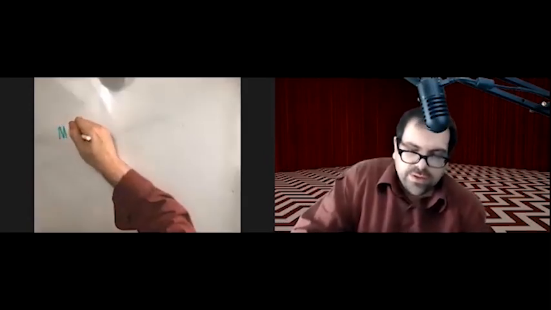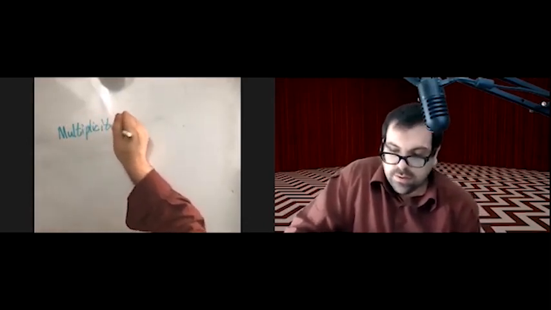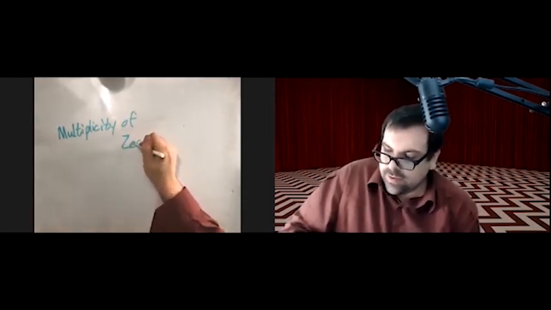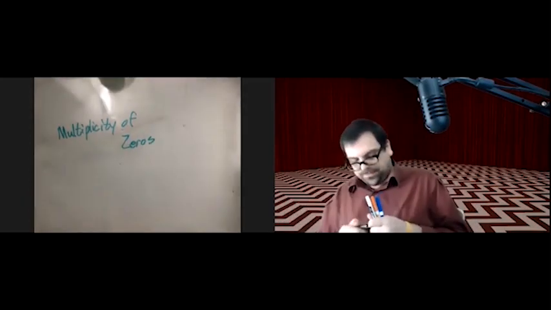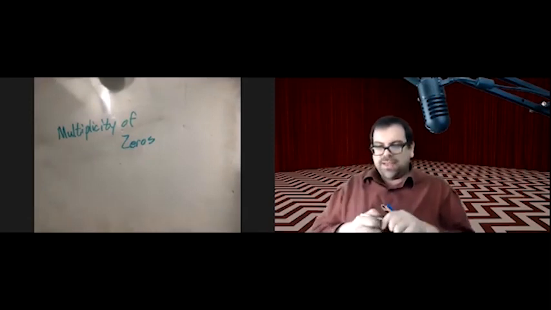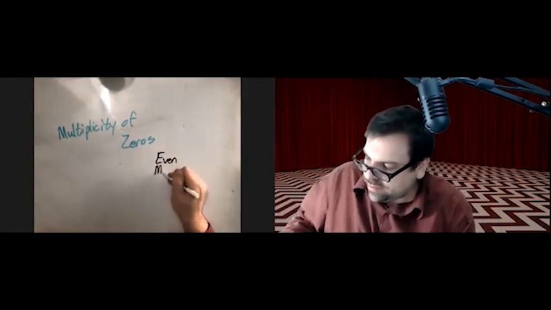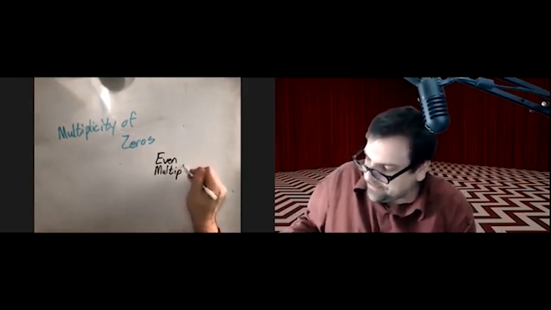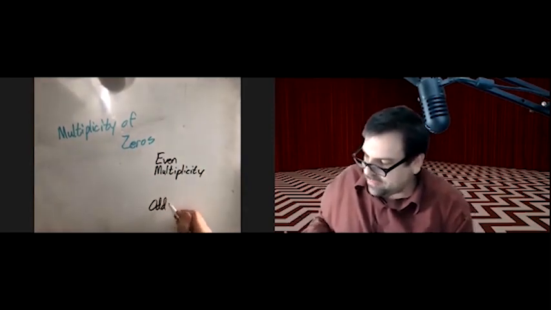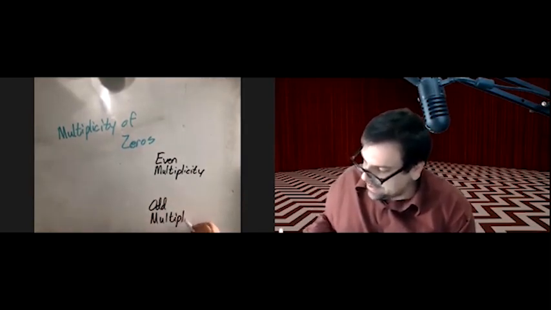We're going to find out how to find multiplicity of zeros. And we're going to find out what it means to have an even multiplicity, and what it means to have an odd multiplicity.